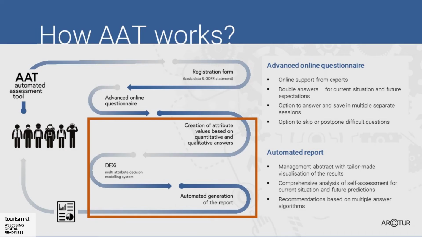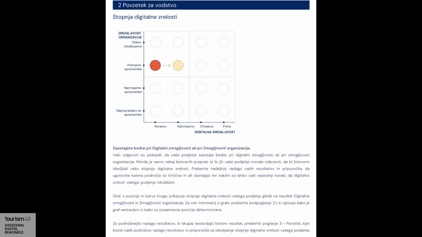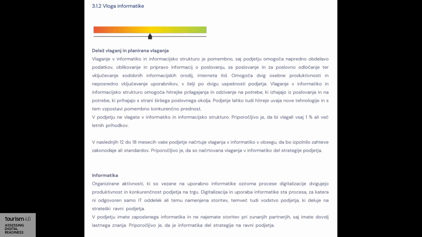After all the questions are answered, they are automatically assessed via the multi-attribute decision modeling system, and then the report is generated. Here is an example of an automatically generated report in the Slovenian language. We have a management abstract, where the main chart is presented, and then it goes into more detail for each section. There is also a bar that presents their score on a certain aspect. For example, here is for technology, and here is for IT. In the report, there is also text that is automatically generated according to the user's answers.